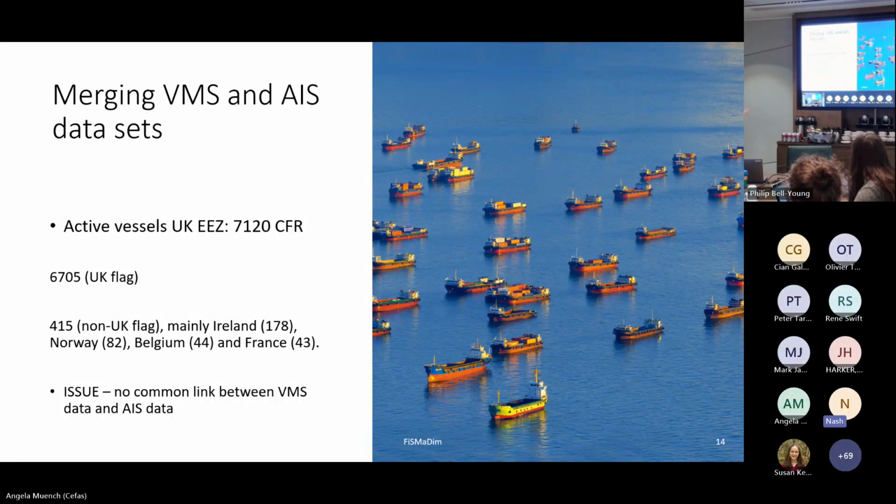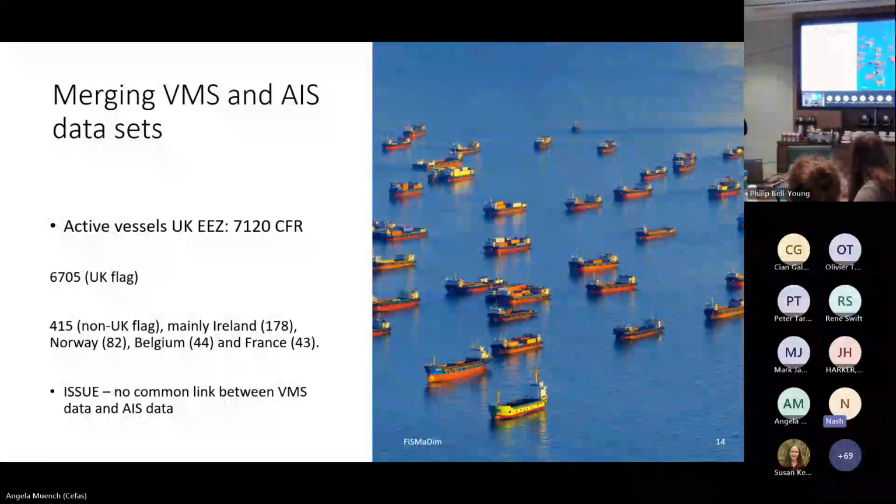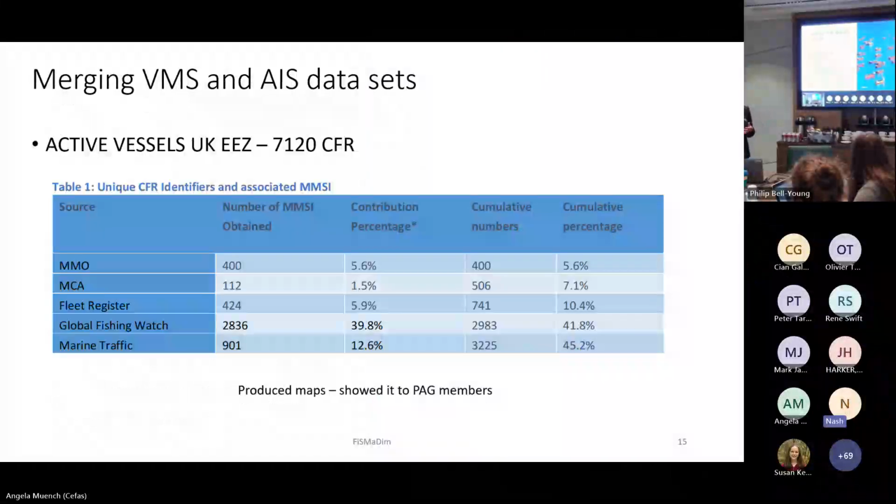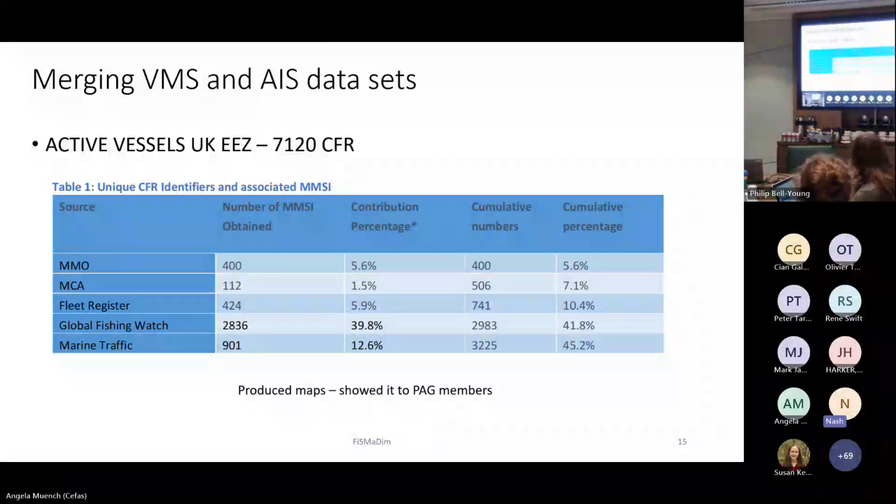But the first issue that we found is that there was no common identifier between this VMS data and this AIS data, so that we could say this vessel will join the AIS data and make it better. So we started tackling that issue, and we reached out to several sources of information. The MMO provided the unique AIS identifiers to be able to merge them with the VMS identifiers.